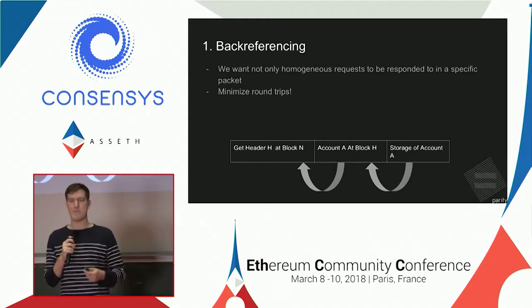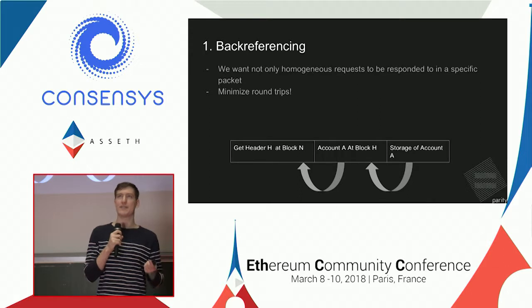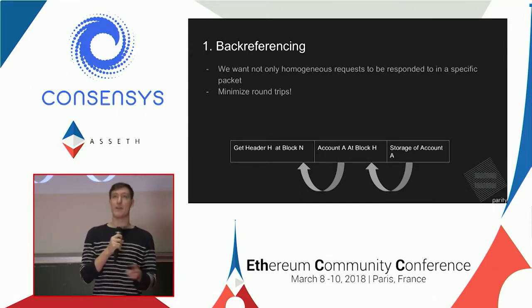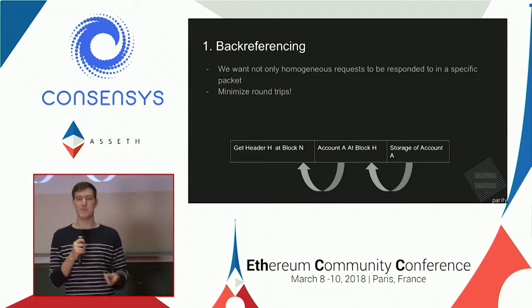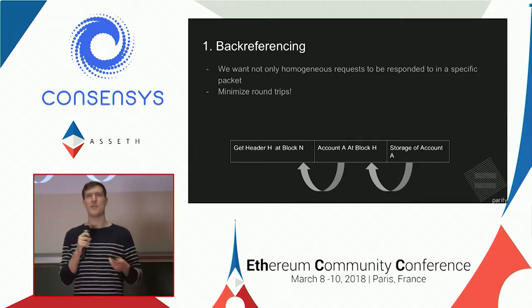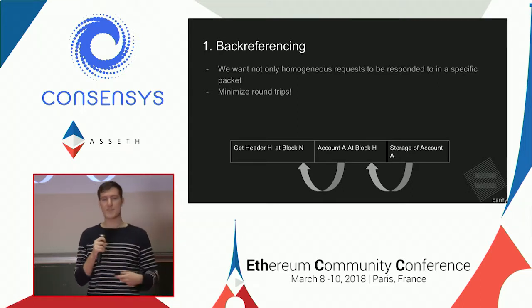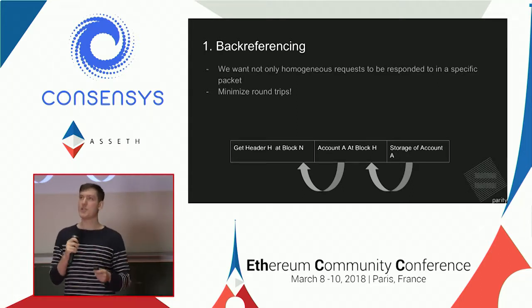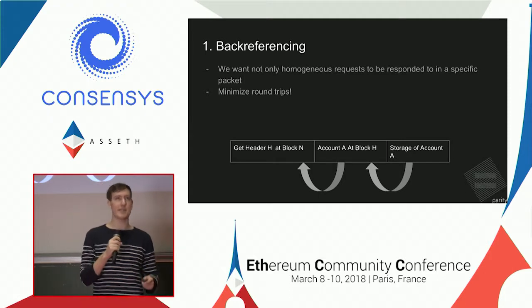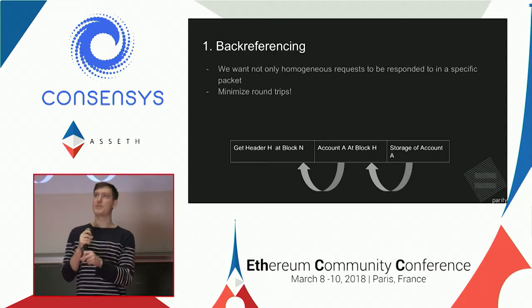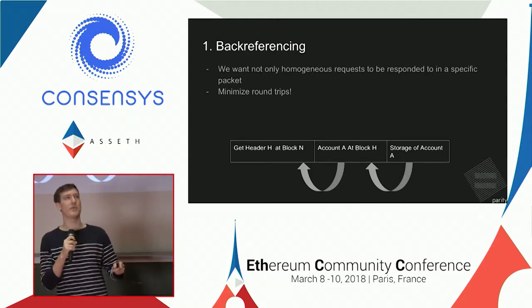But imagine if you have a 100 millisecond latency with your peer. If you go there and back and there and back and there and back, that's 600 milliseconds of latency. And that's actually a very long time to make a simple contract call to your peer. So we have this idea that we have heterogeneous requests embedded in a single packet where the later requests in the packet can reference data that's output by the prior.